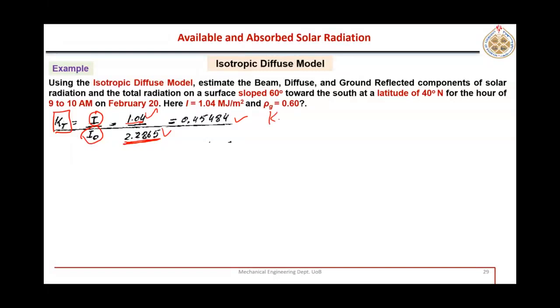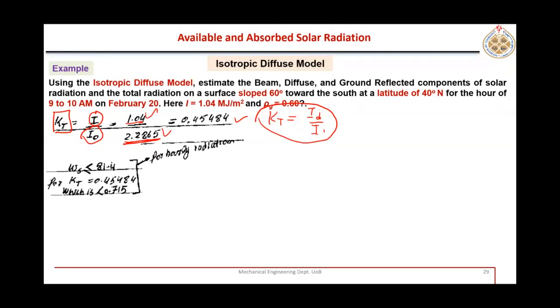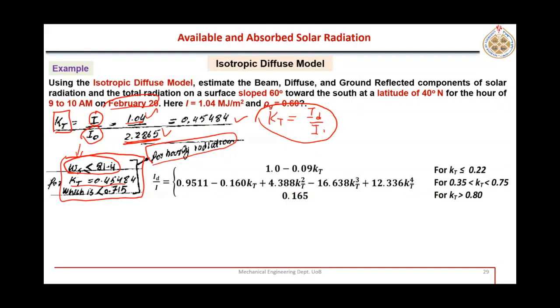Then we can relate KT with ID over I. There are equations of KT as a function of this, and you will see those graphs and equations which we discussed at the start of this chapter. For this KT, this is winter, so omega s is less than 81.4. Omega s, you can check again. There is a separate equation for omega s that will give you ID over I. So here is that equation. Now KT falls in this range.